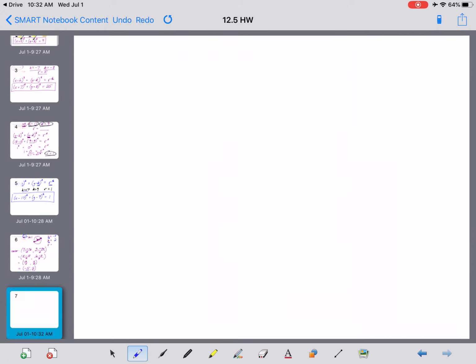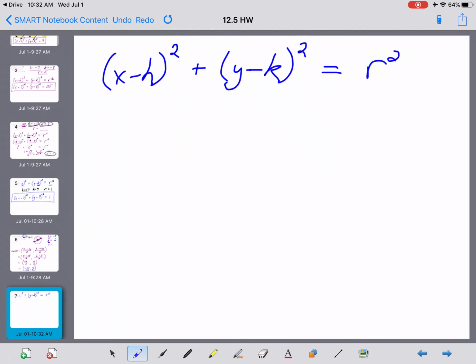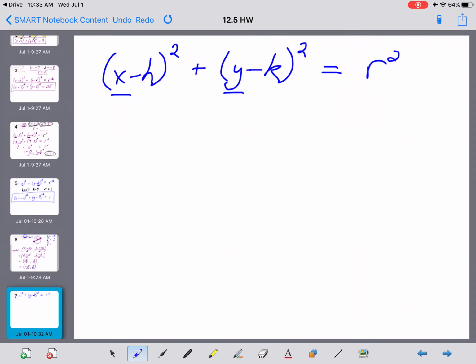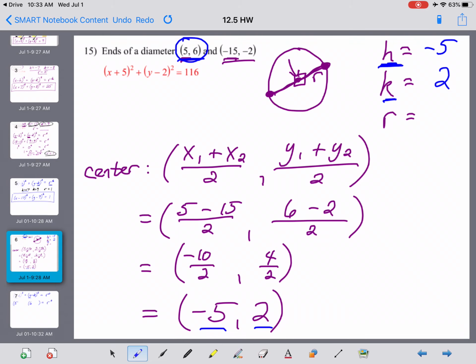So to do that, let's write out the general equation again. X minus h, close it, quantity squared, plus y minus k, close it, quantity squared, is equal to r squared. For x and for y, we're going to use a point located on the circle, so those are going to be the numbers 5 and 6. So I'm going to put a 5 in here for x and a 6 in here for y. Okay, we don't know what r is. And how about h and k? Well, we found right here that h was negative 5, k was 2.